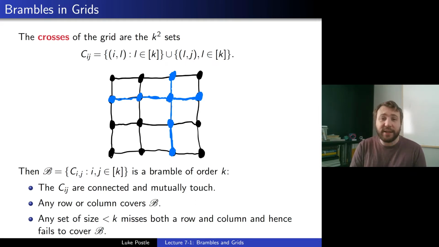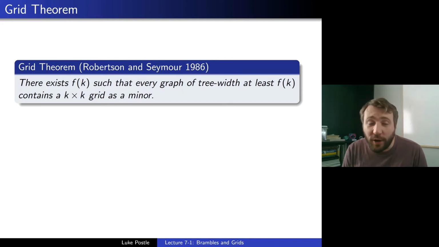And actually, it's true in a very strong sense. So how do we know this? Well, there's the famous grid theorem of Robertson and Seymour from 1986 as part of their graph minors project. Just as they had introduced tree decompositions and tree width, they figured out that grids are the canonical thing to not have low tree width. So they proved that there exists f of k such that every graph of tree width at least f of k contains a k by k grid as a minor.